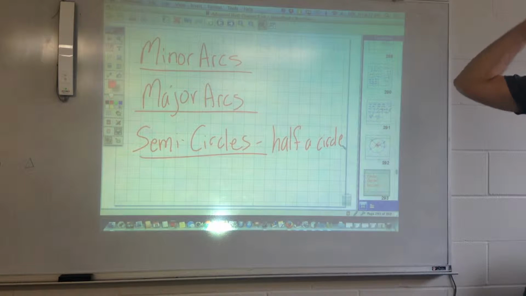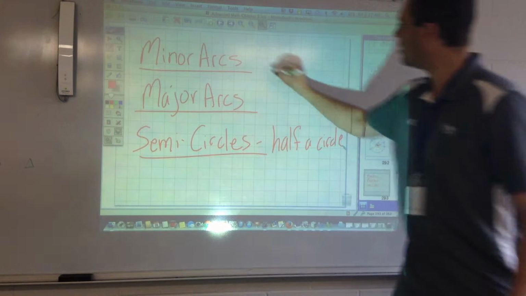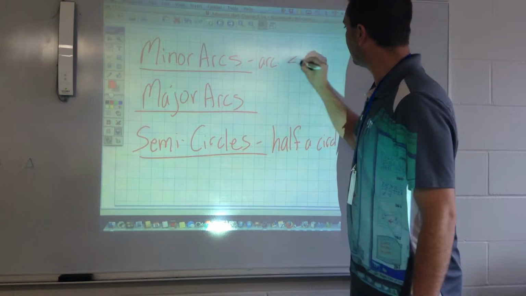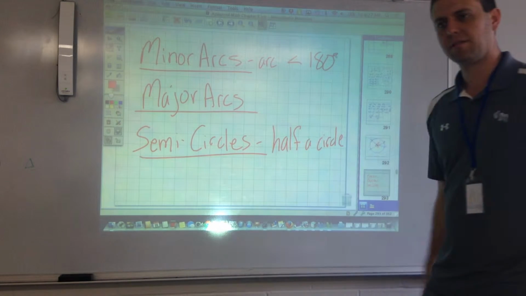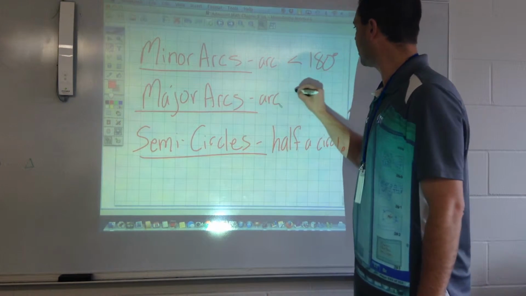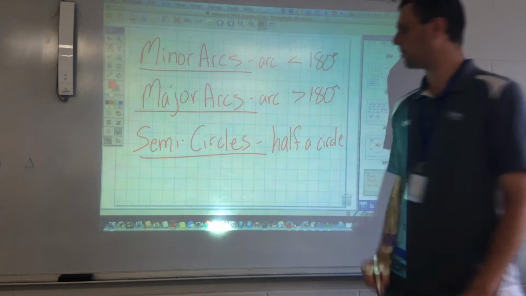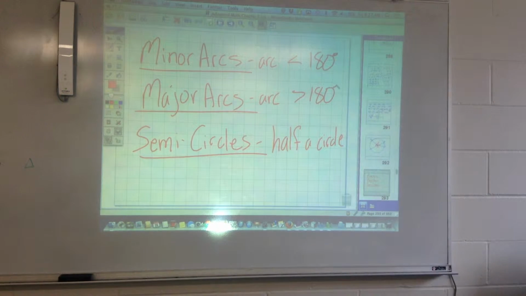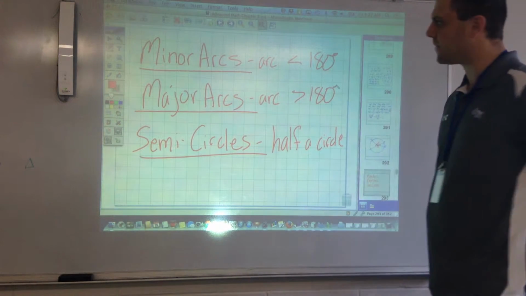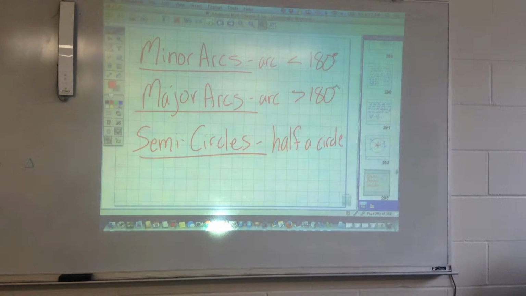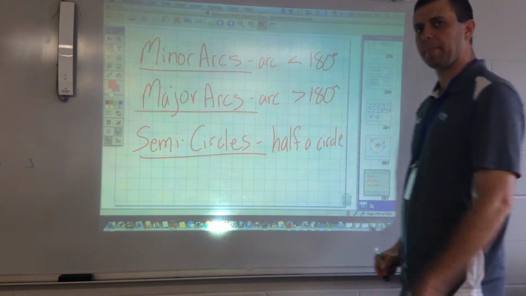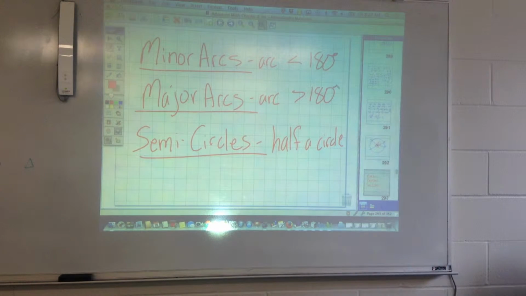Do you want to take a wild guess then what a minor arc is and what a major arc is? Kyle. Anything less than 180? A minor arc is less than 180 degrees. And a major arc is greater than 180 degrees. Seems pretty intuitive, pretty self-explanatory. Major sounds bigger, greater. Minor sounds smaller. Semicircles, right in the middle, half a circle.